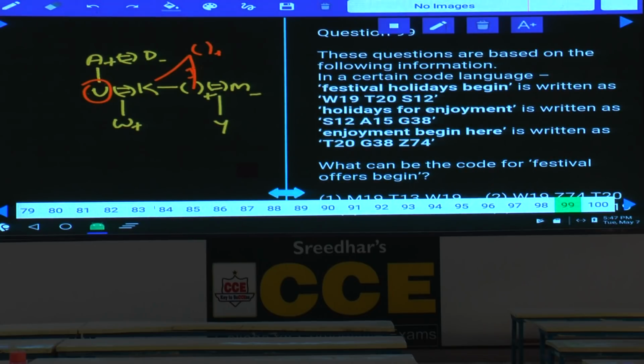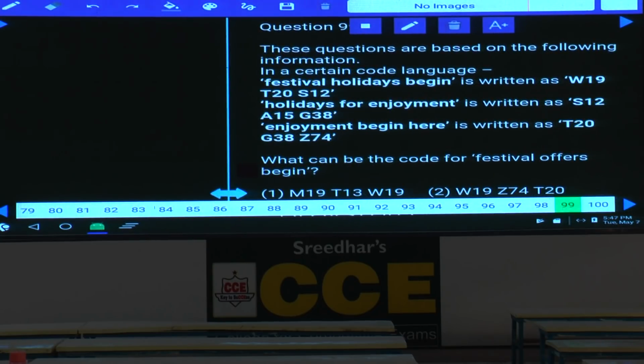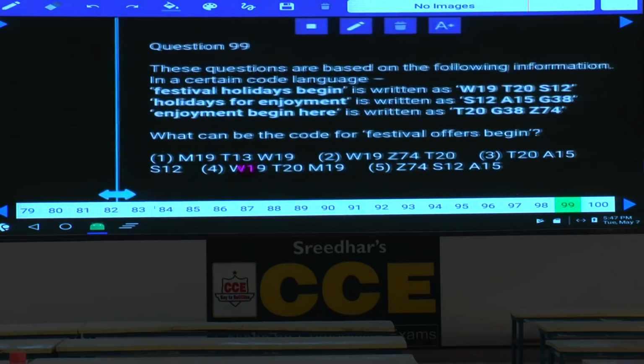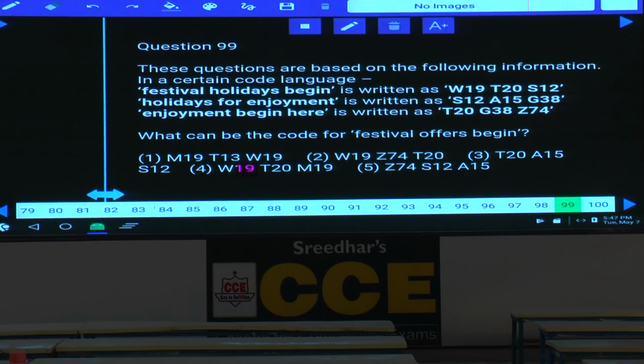Now these two come under which category? 99 and 100, tell me. These two are coding and decoding. Now compare the second and third statements: Festival, holidays begin. What is the word which is common here? Holidays is the common word. And what is the code common between these two? T20, S12. S12 is common. So the code to the word holidays is S12.